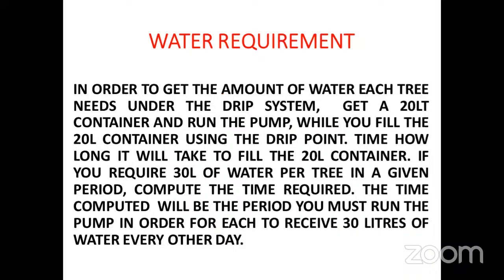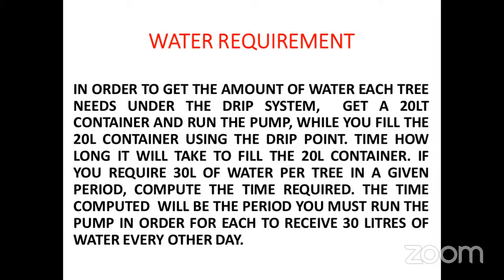We went to a drip and attached a 20-liter container and opened the pump and ran it. And we were able to get 30 liters of water in that bucket, for example, in 40 minutes. So during the dry season, we only irrigate the plantation using the polypipe drip for 40 minutes, and each tree will have 30 liters of water, exactly what it needs every other day.